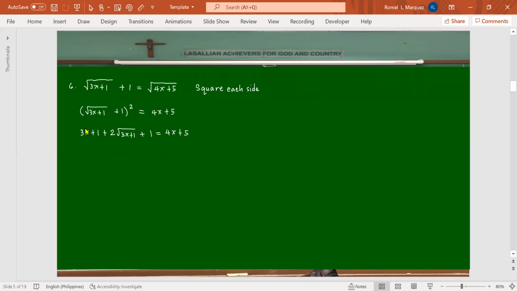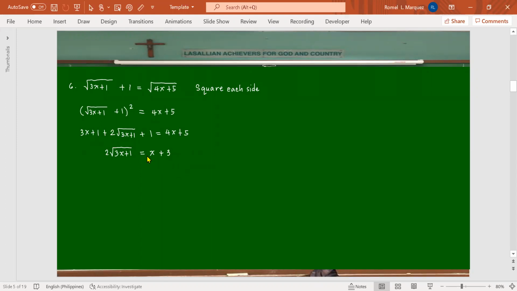Transpose those terms without radical on the right side and isolate the term with radical on one side. So let's retain 2 square root of 3x plus 1 on the left side. So meaning we have to transpose the rest of the terms on the right side. So 4x minus 3x, that is just x. 1 plus 1 is 2. When transposed, negative 2 plus 5, positive 3. Am I correct, children?